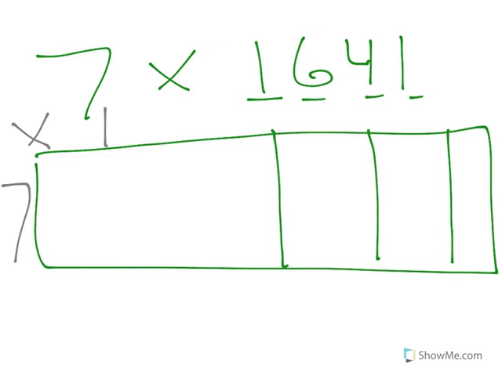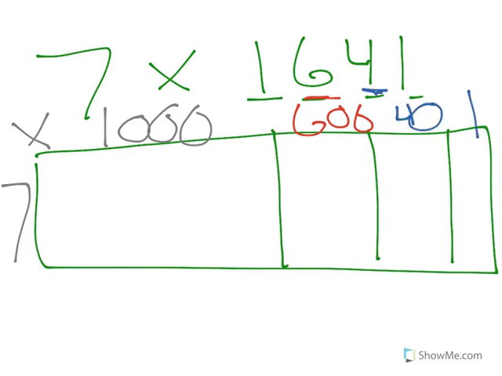Now I'm going to put my 1 and put 3 zeros for all the numbers after it. And then I'm going to go to my 6. I'm going to put my 6 and 2 zeros. Then I'm going to go to my 4 and put 1 zero because there's 1 number after, and just bring my 1. So now I can multiply.